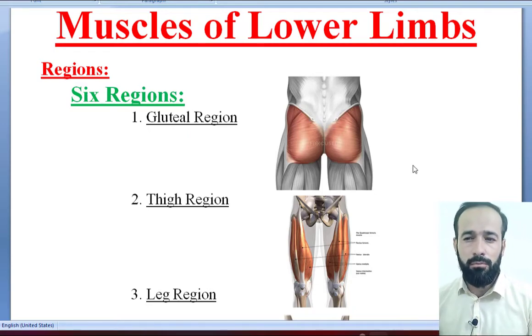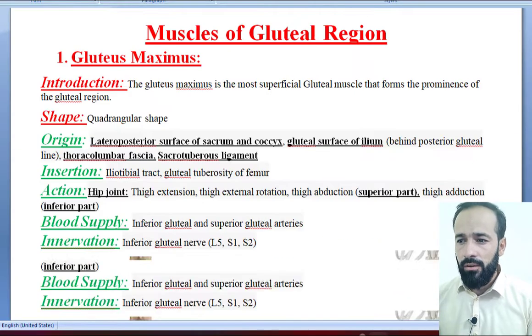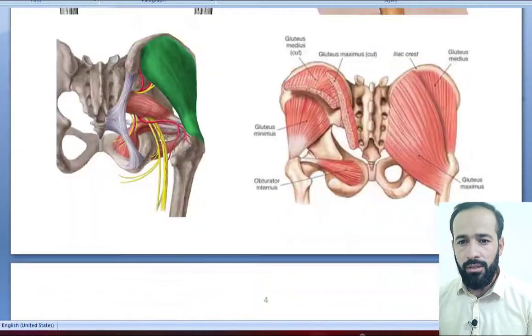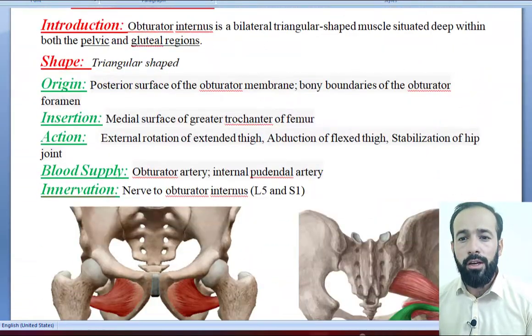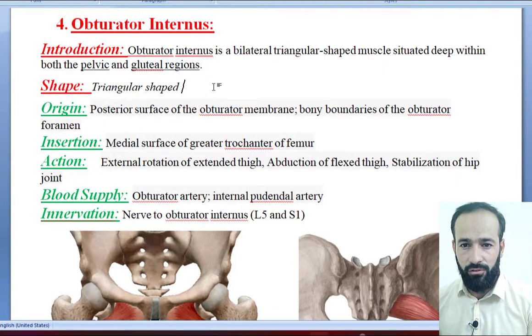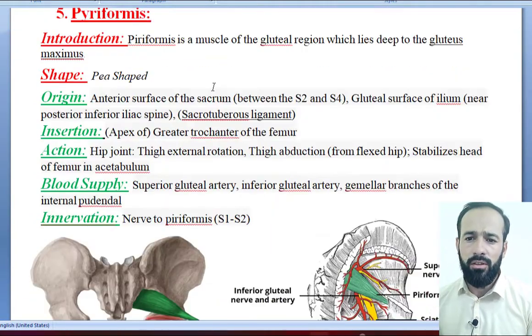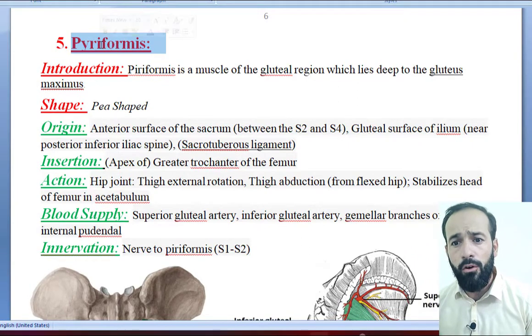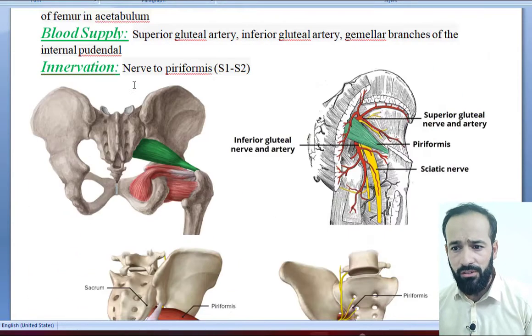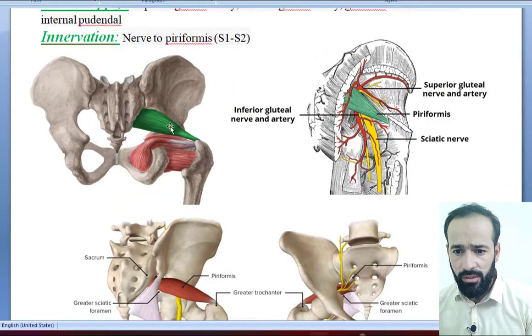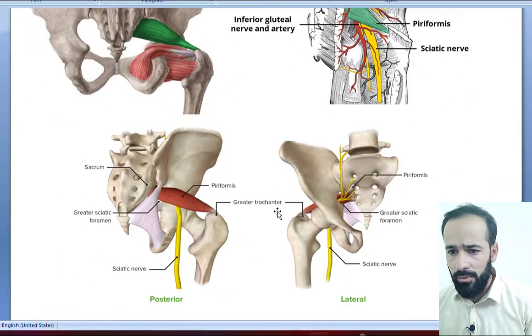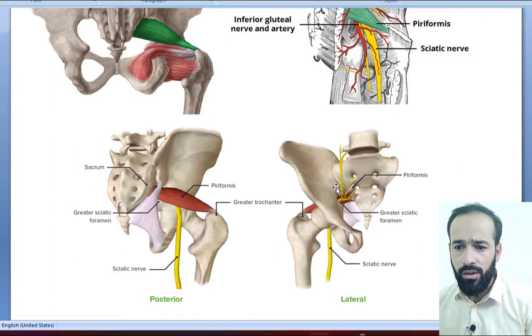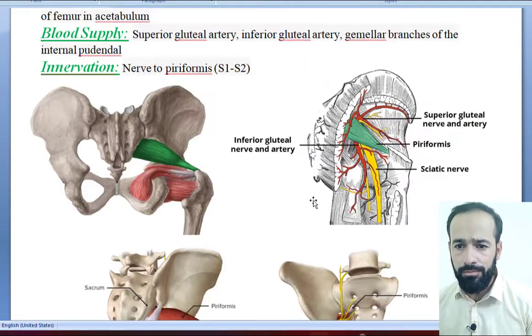We are discussing the muscles of the lower limbs. In our previous lecture we discussed the obturator internus muscle. Now let us see another muscle which is present in your gluteal region, that is the pyriformis muscle. This is the posterior view and this is the interior view, which is hidden by this iliac bone.